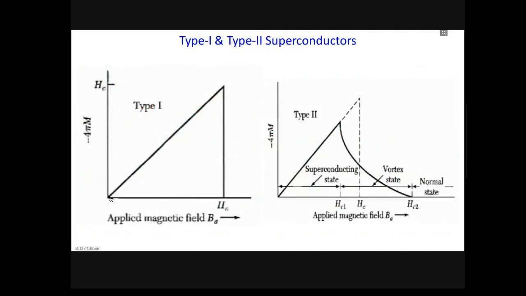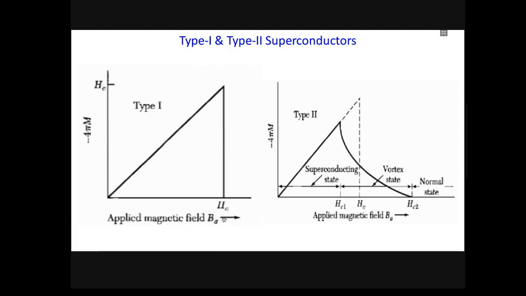We just apply the magnetic field and then look at the magnetization, to see how the given material, a type 1 superconductor, behaves. Initially, it is increasing. As you increase the field, slowly the magnetization will start, and it will reach the condition HC, the critical field, at which the material completely transforms into the normal state.